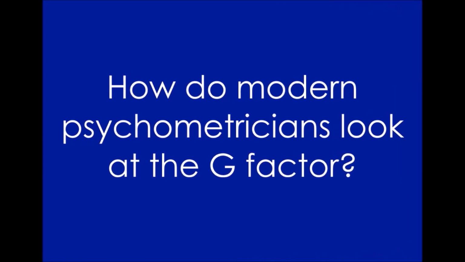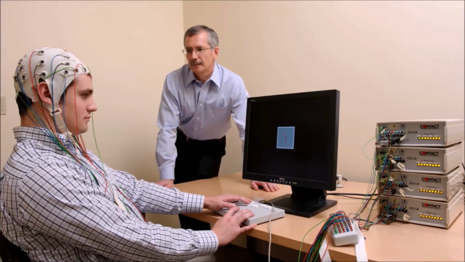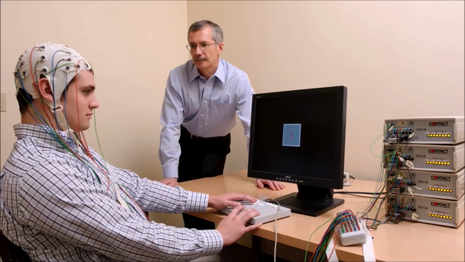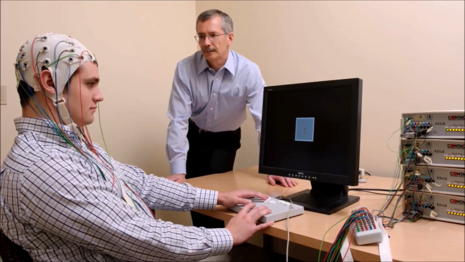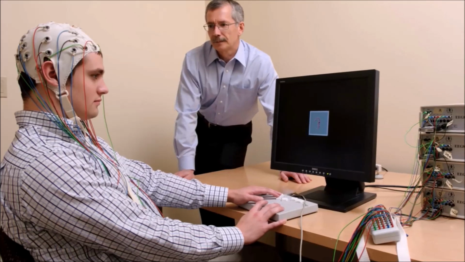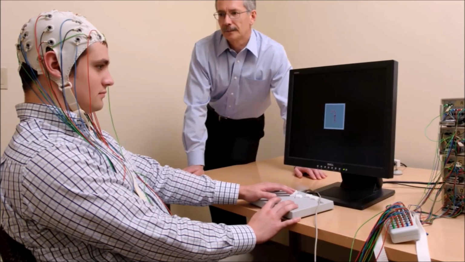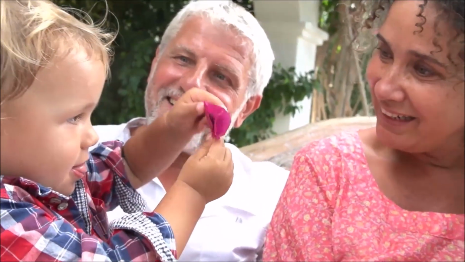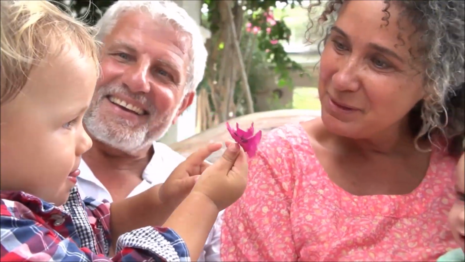How do modern psychometricians look at the G factor? Currently, the G factor theory of intelligence is largely undisputed and has been established through experimental cognitive research, brain anatomy, and molecular genetics, where it has also been shown to have a strong heritable component.